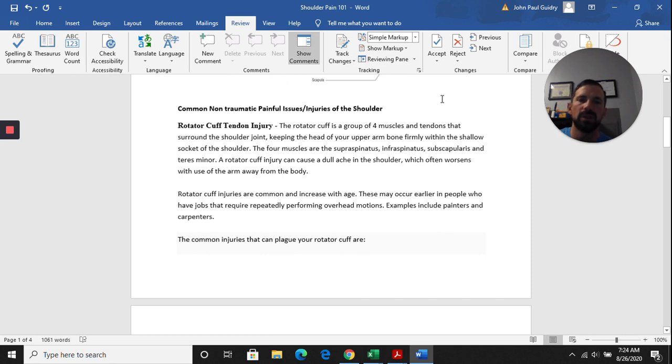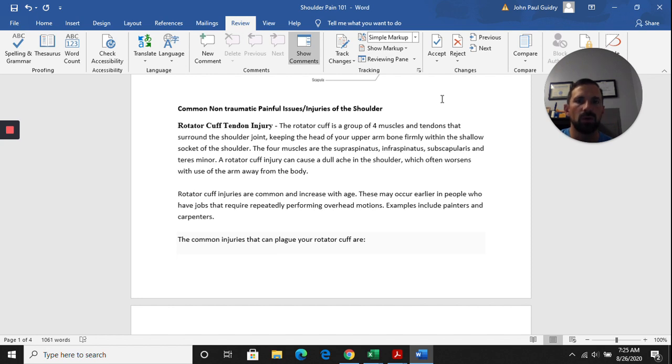So we're going to talk mostly about non-traumatic issues and injuries, although falls and things like that can play a part in this. The most common thing we see in the shoulder tends to be rotator cuff tendon injury, and we'll throw in bursitis with this because it's really hard to separate the two. If it's an inflammatory thing, you're going to treat them both generally the same. The rotator cuff, as I said, is a group of four muscles and their tendons that surround the shoulder joint. They keep the head of the upper arm bone, the humerus, within the socket of the shoulder. These four muscles are the supraspinatus, infraspinatus, subscapularis, and teres minor.